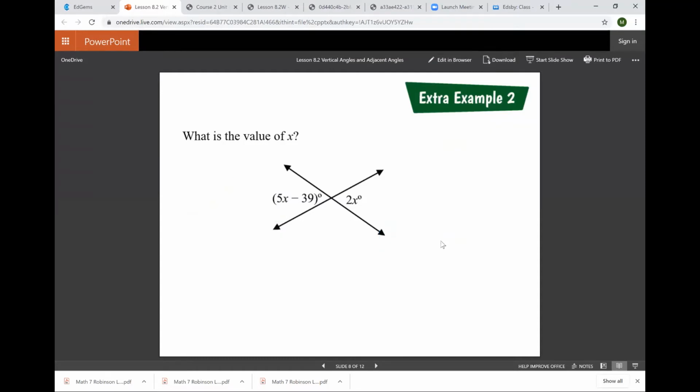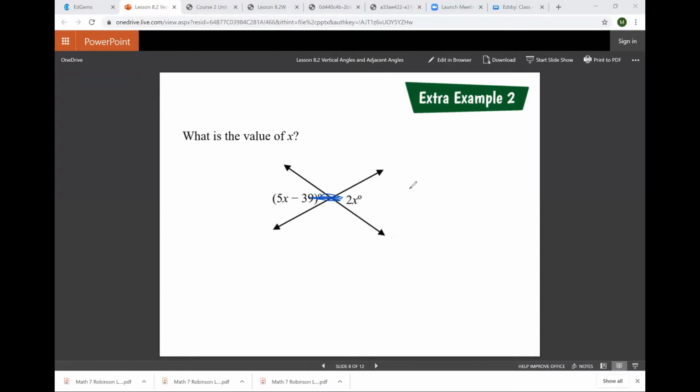What is the value of x? So they asked me again. I'm doing the same thing. Before I get into any headaches, I know that these two are equal. Doesn't matter what they are. These two right here are equal. So let's set up a problem.